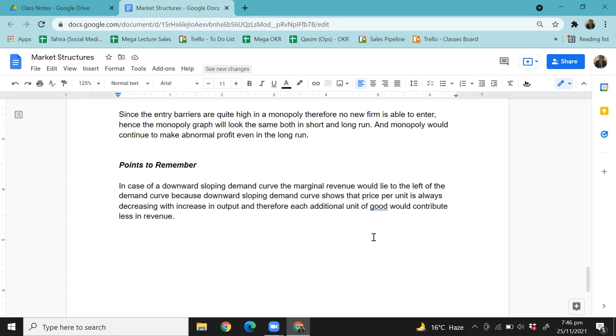It was only Food Panda. So Food Panda was earning high amounts of profit, right? Is this clear so far?